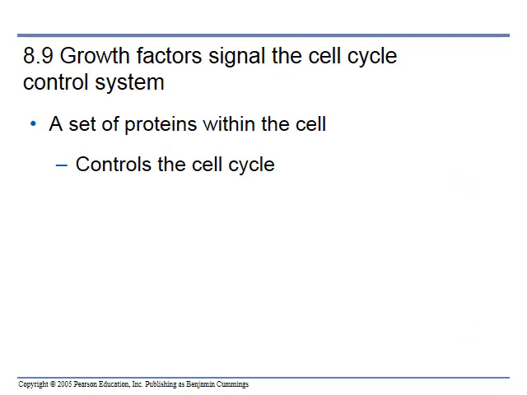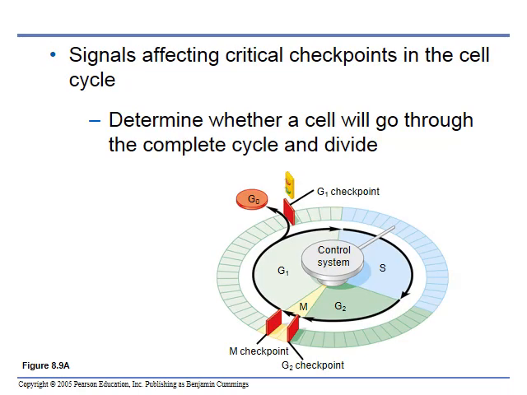So growth factors signal the cell cycle control system, and growth factors are proteins, and proteins will control the cell cycle. They will put a stop on the cell cycle, often in the G1 phase, and then sometimes right before or after mitosis. But the big one's usually in the G1 phase. And these are often kinases. If you remember, the term kinase means that it's going to add a phosphate group to a protein. So that is how it controls the cell cycle.